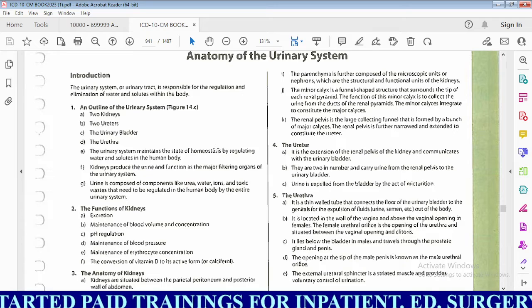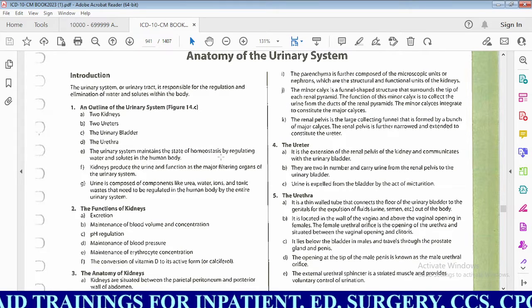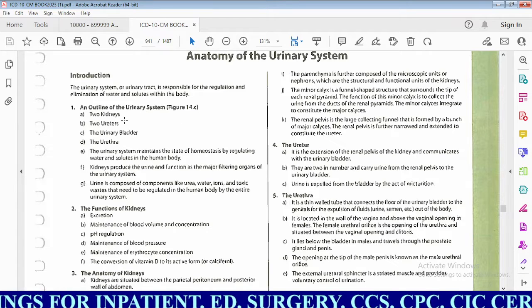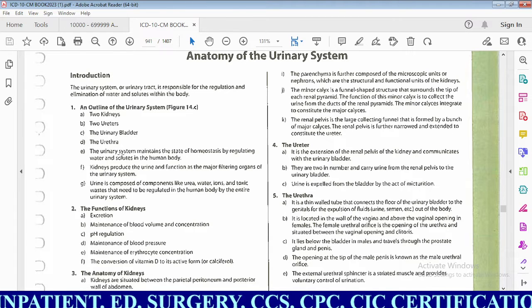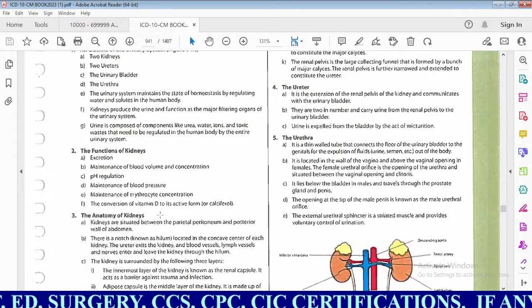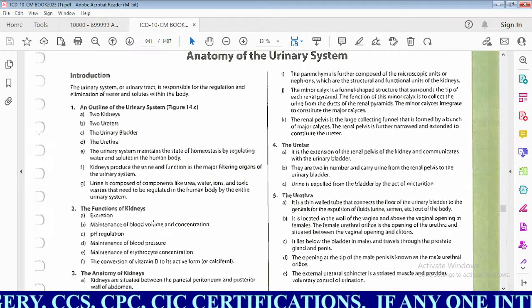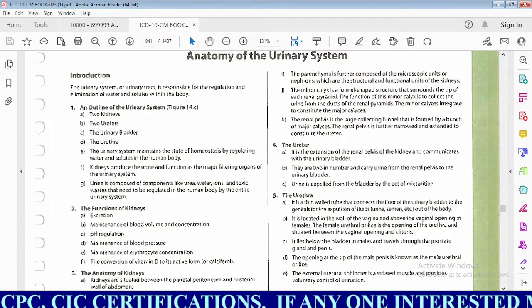And also we need to know the anatomy of the urinary system related to ICD-10 CM. So if we see here an outline of the urinary system, so as we have learned, two kidneys, two ureters, urinary bladder, urethra, and all this way. So the functions of kidneys here, the anatomy of the kidneys here, and also most of the time you need to know about the urinary procedures including ureter.